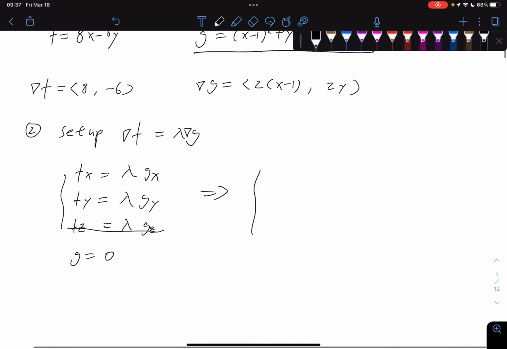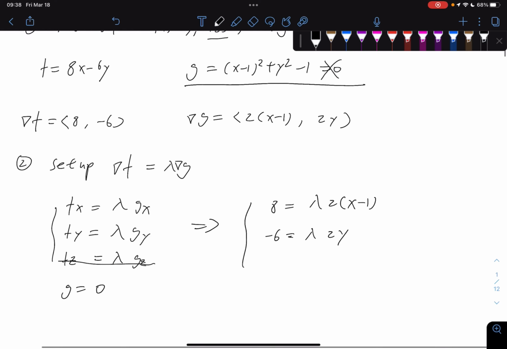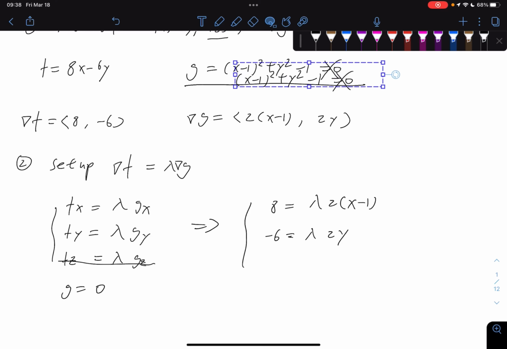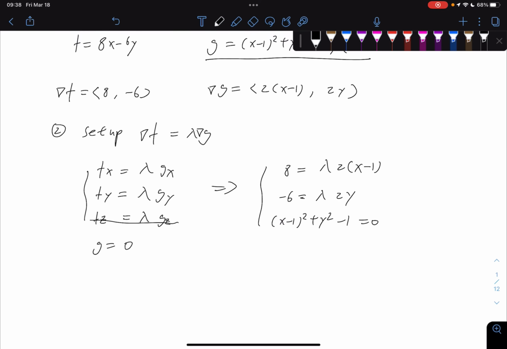So that will give us 8 equals lambda times (2x minus 1), and then minus 6 equals lambda times 2y, and then g equals 0. I'm just going to quickly copy and paste here. And that's 3 equations, 3 unknowns. Right. So that means the gradient of f equals lambda times the gradient of g, and the constraint.